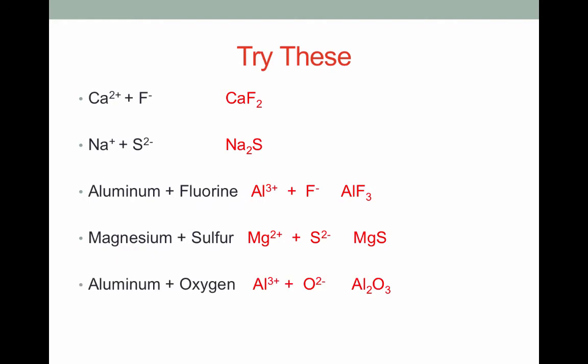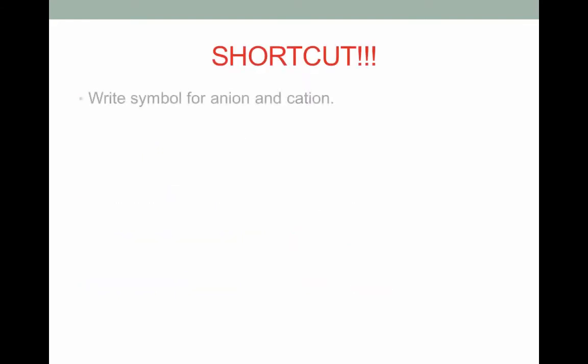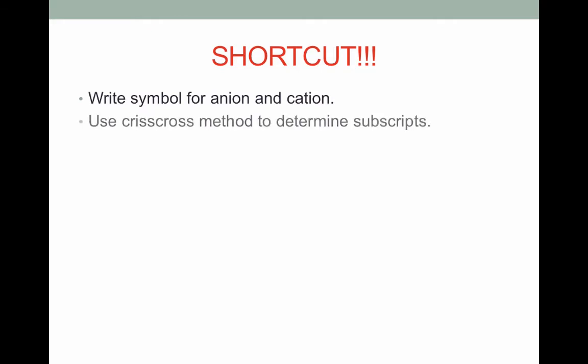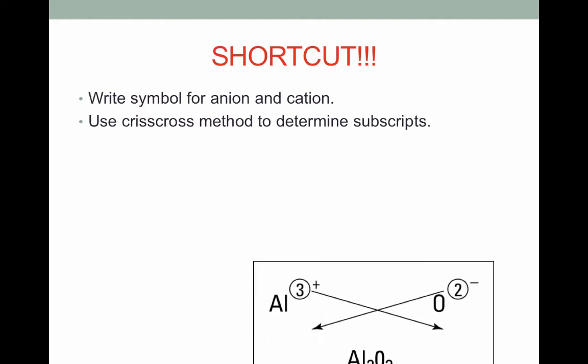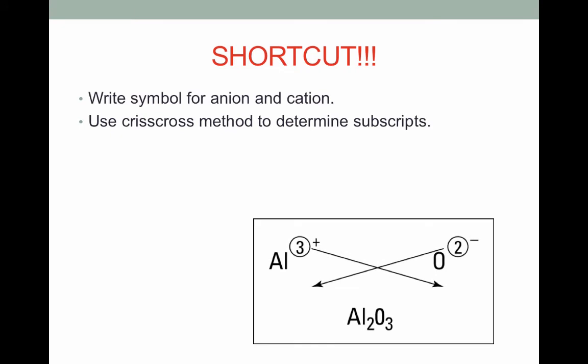Notice that last one might have been a little bit difficult because the ratio in which they must combine doesn't jump right out at you. Luckily, there's a shortcut. The shortcut's called the crisscross method. In order to use the shortcut, you start by writing the symbol for the anion and the cation, and then you crisscross the absolute values of the charges to give you your subscripts. So Al3+ and O2- will combine in a 2-to-3 ratio.